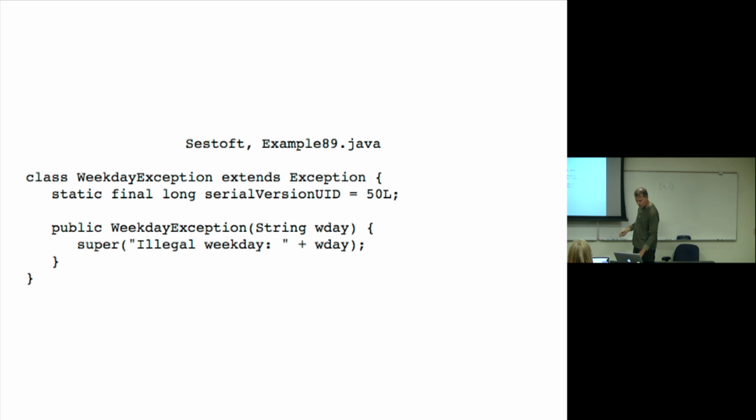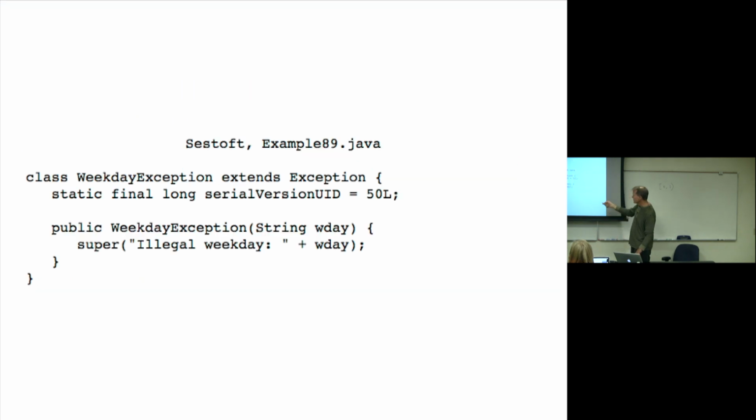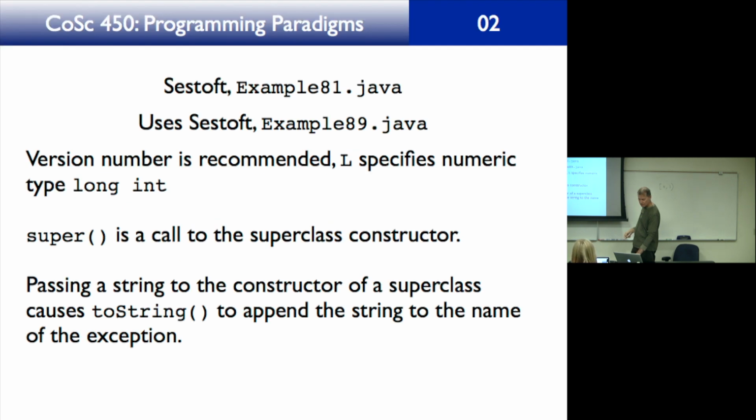All right? So now what is this super? Like it says here in the previous slide, super is a call to the superclass constructor. Now, who is the superclass of WeekdayException? Exception is the superclass because WeekdayException inherits from it. So does everybody see that this is a call to Exception's constructor? Is everybody with me on that? Just structure-wise, super is a call to the superclass constructor. And here's the effect of it.